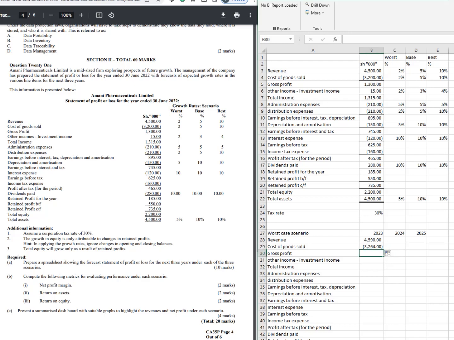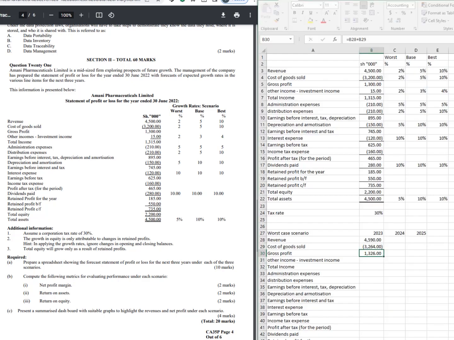Now for gross profit, what do we do? Gross profit is revenue minus cost of goods. So we type in equals the revenue plus cost of goods. Here we say plus because the cost of goods has already been presented in negative or in minus form. So we get that. Then we can format that.